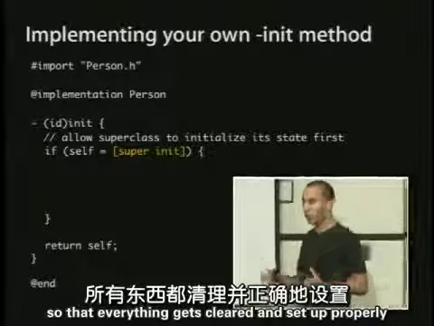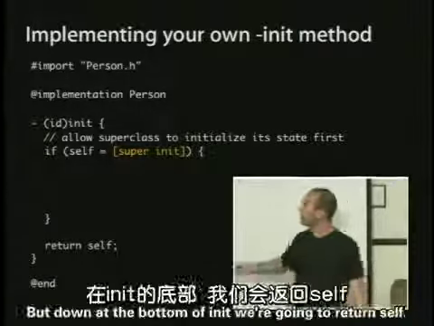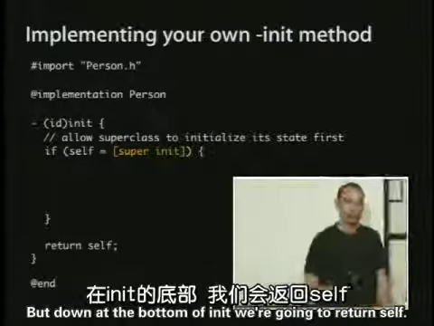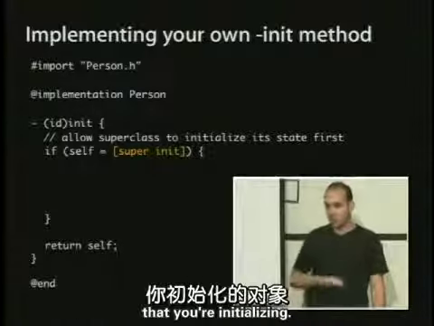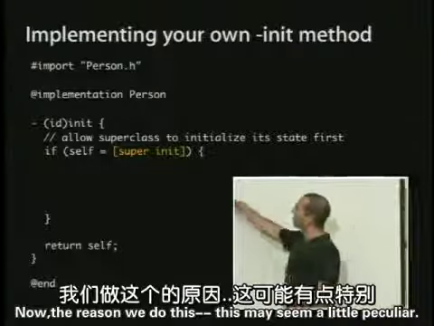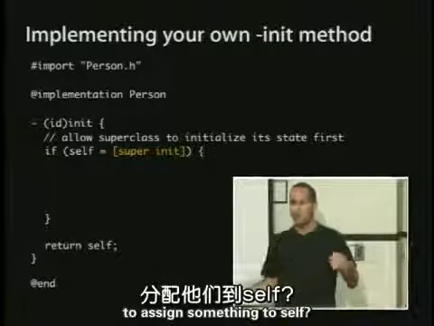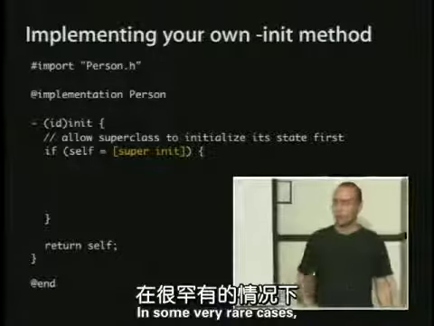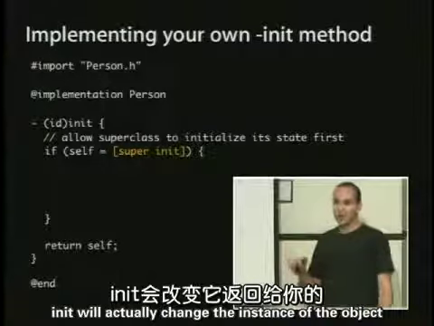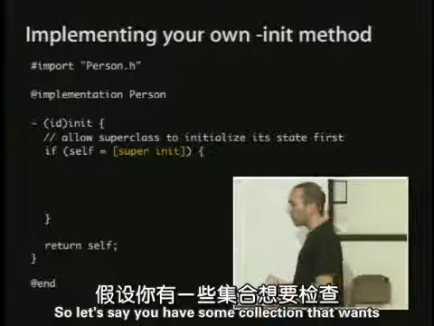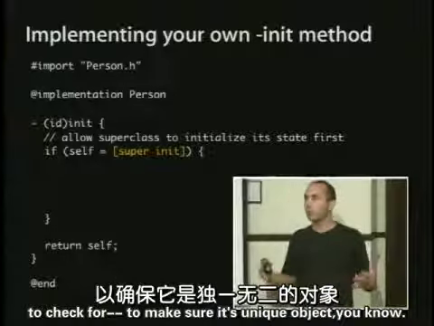Inside of our implementation, let's override that and set some default values. So we're going to set up this init method that returns id, which we talked about last week, which basically returns the initialized version of whatever object you're creating. First we're going to call super init. We need to make sure that we call NSObject's init call so that everything gets cleared and set up properly. And we're going to assign it back to self. Okay, and I'll explain that in a second. But down at the bottom of init, we're going to return self. So the result of any init call should be the object that you're initializing.